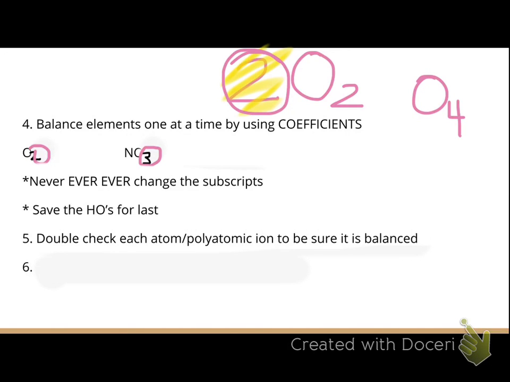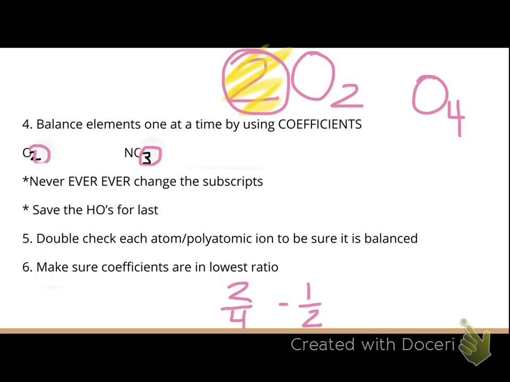At the end, you want to double check each atom and polyatomic ion to make sure that it's balanced. Don't just assume that you did it correctly the first time, okay? Go back and double check yourself. And then you want to make sure your coefficients are in the lowest number ratio. So that's just like if you are reducing a fraction, so you have, let's say, 2/4, you would reduce that to 1/2, okay? That's what we're looking for. We're looking for the lowest ratio that we can have with our elements.